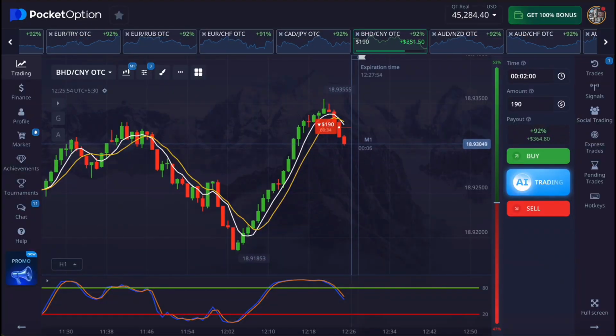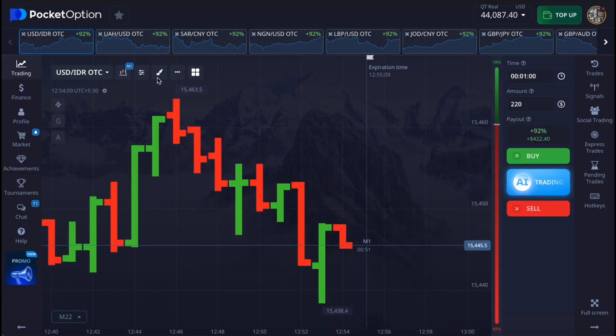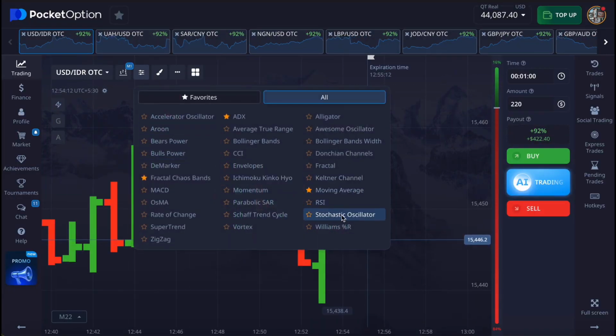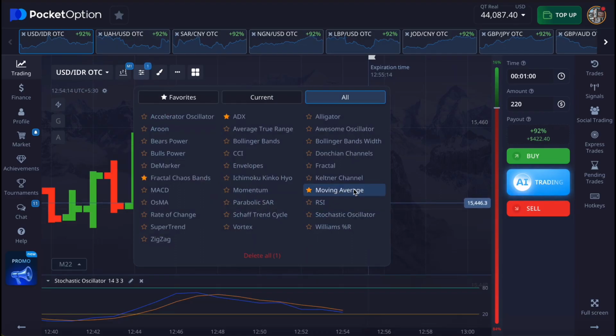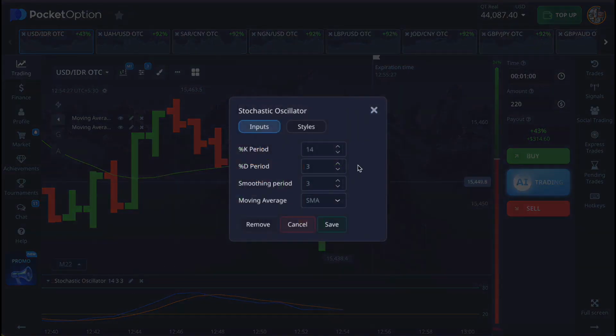The method for using this strategy is very simple, which I will discuss in this video, but first I'll add the indicators, and adjust their settings. So first I will add the stochastic. And then I will add 2 moving average lines. After adding it, you will first need to adjust the settings of the stochastic oscillator.